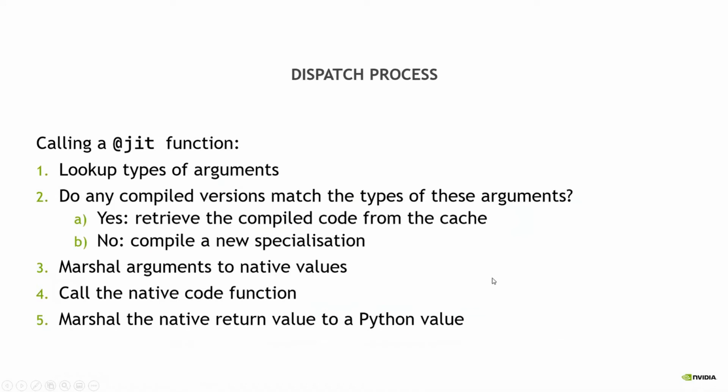When does that process begin? If you've decorated a function with the CUDA JIT decorator, when that function gets called, the Numba dispatch process is what's going to kick off the compilation. So upon the time that a function gets called, Numba is going to inspect the types of all the arguments. And then before it kicks off that compilation pipeline, it's going to check, are there any compiled versions of the function in the cache that already match the types of these arguments? If so, it can retrieve the compiled code from the cache. If not, then it will kick off the compiler pipeline.